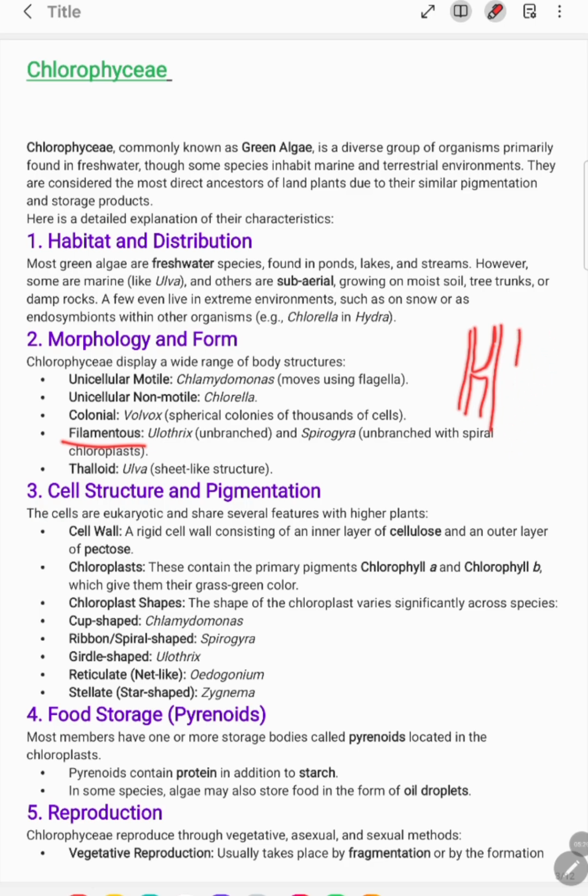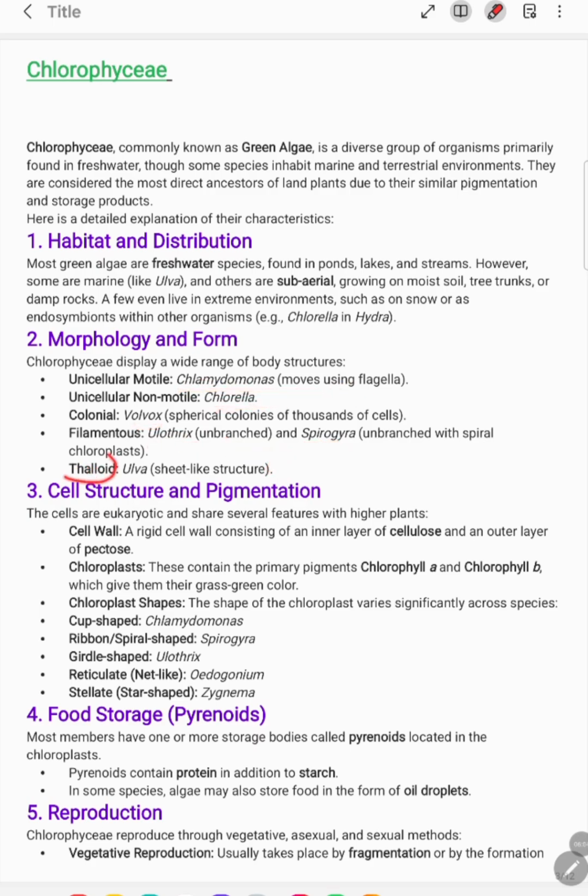Filamentous form: they can exist in the filamentous structure, like Ulothrix, which is unbranched, meaning it is having no branching. Spirogyra, which is also unbranched. The Spirogyra has the spiral chloroplast. So in further video, I have shown the images of all these algae for your better understanding.